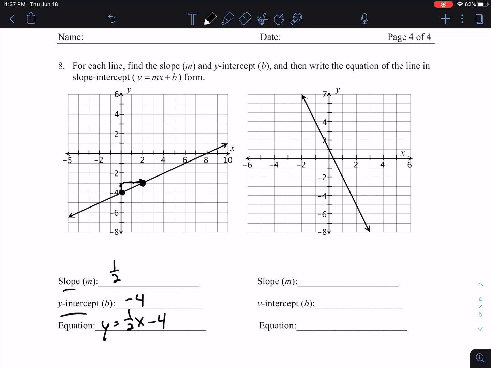Okay, and I'm going to go ahead and let you try the second one. I want you to identify the slope, the y-intercept, and then write it into an equation.